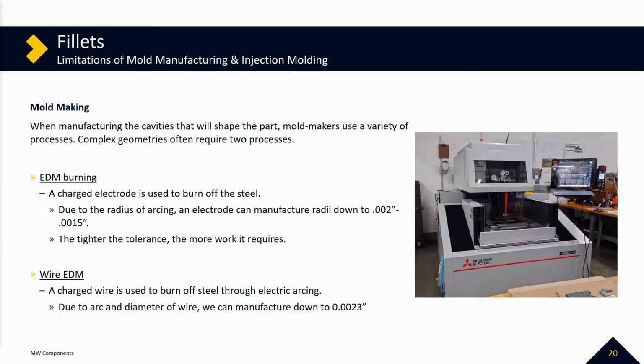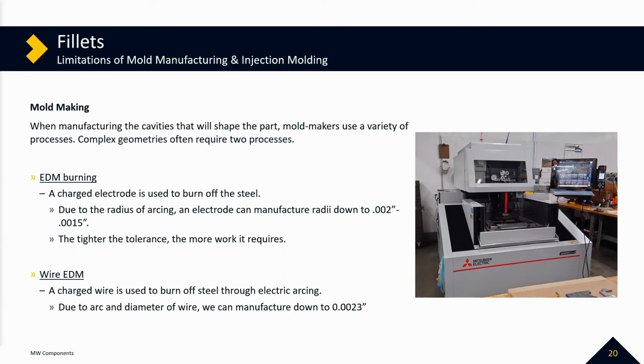All right, so a wire EDM is basically the same thing, but it's more for through holes, where you have a full wire that also is sending current through it and arcing and burning off the steel. That can go down to a radius of about 2.5 thousandths based on the diameter of that wire. There are smaller radii for wire and larger radii for wire. I defer to the tool room, the mold makers, on what to use for sure.